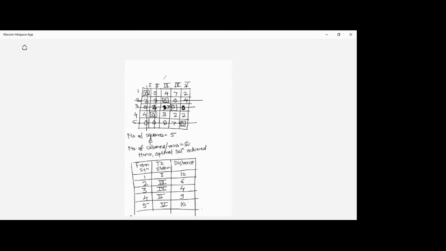So the minimum distance, that criteria was with us. So here I will be writing the minimum distance that will be getting covered. How much is it? 10 plus 6 plus 4 plus 9 plus 10. So we'll be getting it as 39 kilometers, right? So this is the answer. This is the way you'll be writing the answer for this numerical.